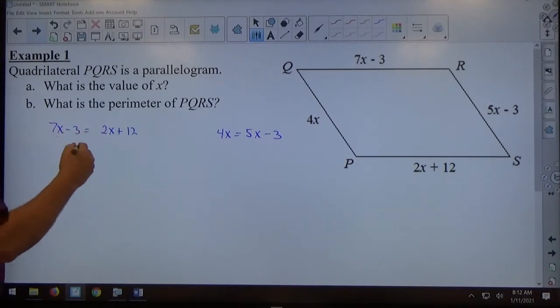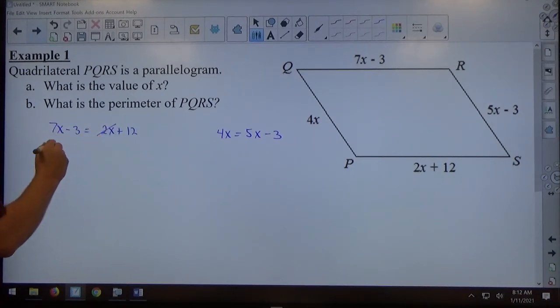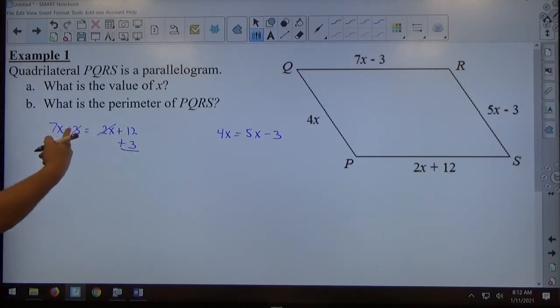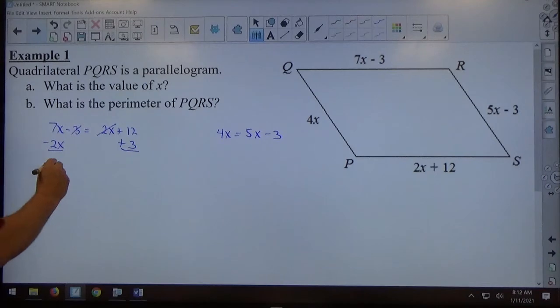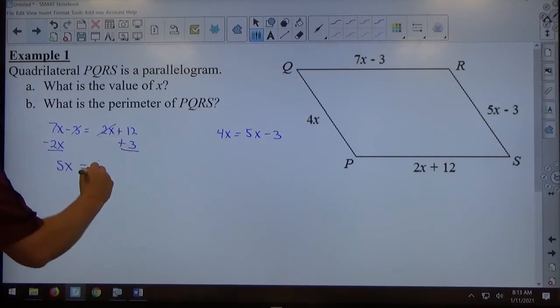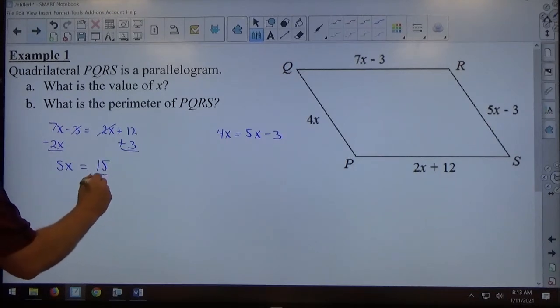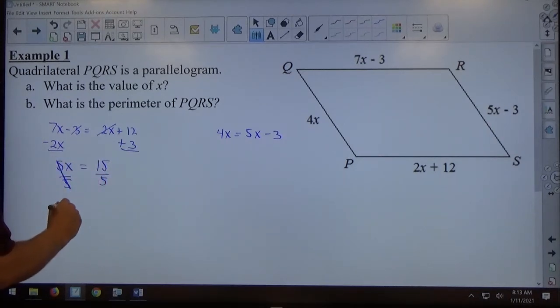7x minus 3 equals 2x plus 12. I'm going to chop the 2x, move it over here to the 7x side, chop the negative 3, move it over here to the positive 12 side. This move became negative, this move became positive. Signs change when you change sides. 7x minus 2x makes positive 5x. Subtract because the signs are different, positive because 7 is bigger. 12 and 3 makes 15. Add because the signs are the same, positive because 12 is bigger. Divide both sides by 5 to get rid of the coefficient. That gets me x equals 3.